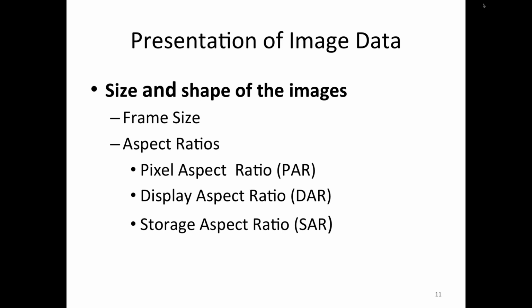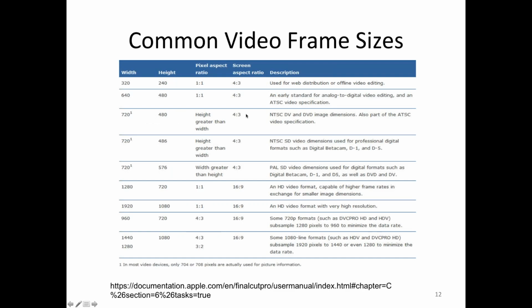And finally, there's the storage aspect ratio, or SAR, which describes the ratio of the horizontal resolution to vertical resolution. This is where numbers like 720 by 480 pixels or 1920 by 1080 pixels become important. For example, a standard NTSC DVD has a storage aspect ratio of 1.5 to 1. That's because 720 divided by 480 equals 1.5. You can advance, Kim.